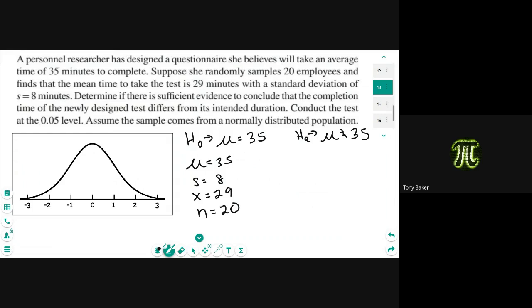And then what's my degrees of freedom for this one? Remember, degrees of freedom is always one less than the n. So in this case, it's 19. So I'm going to look at the 19, and we're going to go over to the 0.05 on the two tails. It says right here to conduct the test at the 0.05 level. And we know it's two-tailed because it's not equal to. So 2.093.